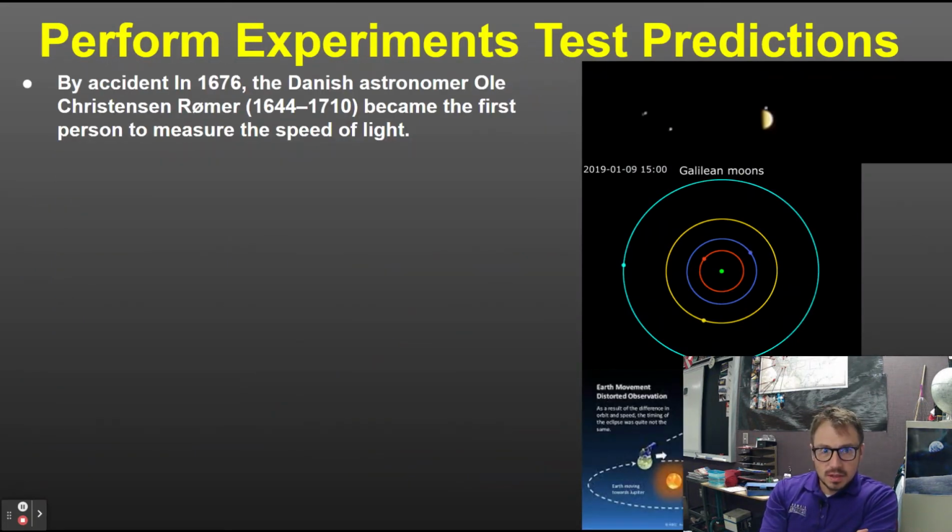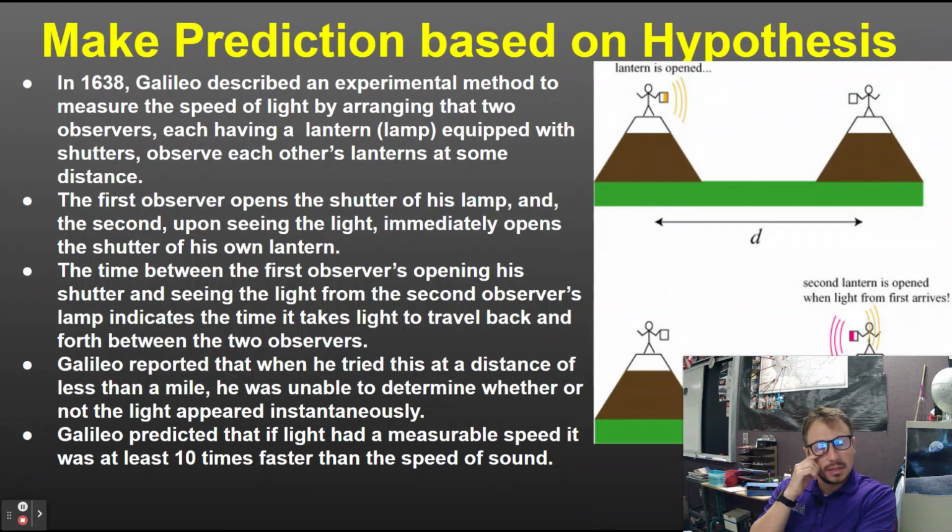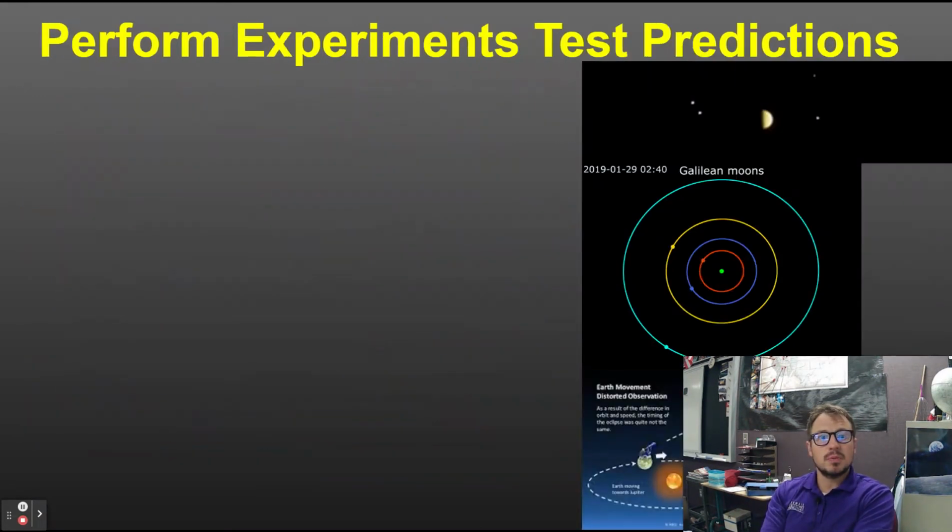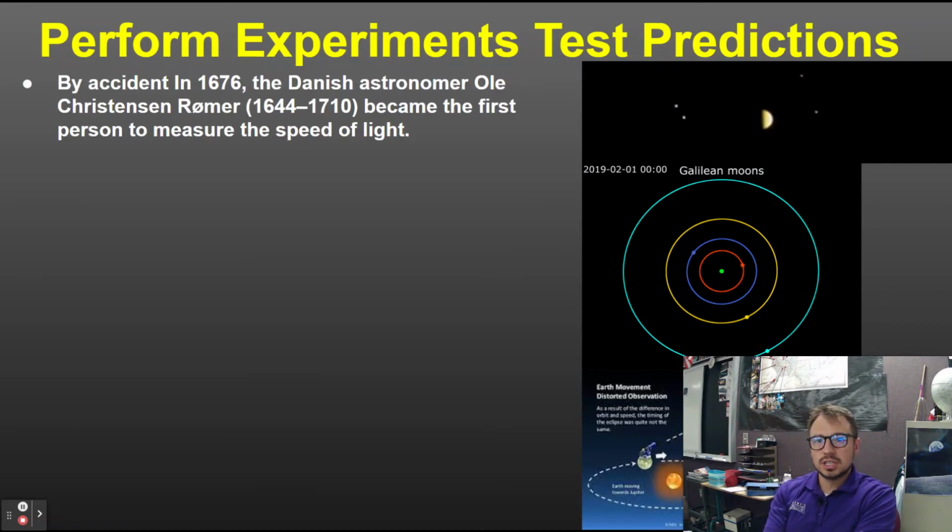Now, that was one experiment, and that was a prediction, right? Hey, I should be able to see the lantern, I should be able to time it. Well, that was a prediction. I should be able to time it. Now we can perform experiments to test the predictions.